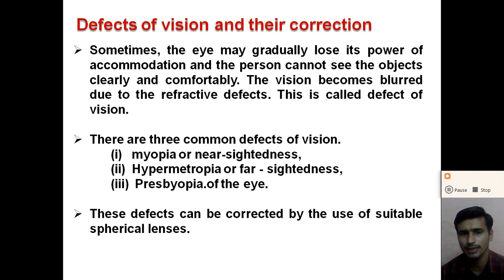Which type of lens we use for the different defects of vision, we will see later on in this video, right? So for myopia, hypermetropia and presbyopia, we use different spherical lenses with suitable focal length. So dear student, let us discuss the first defect of vision, that is myopia.